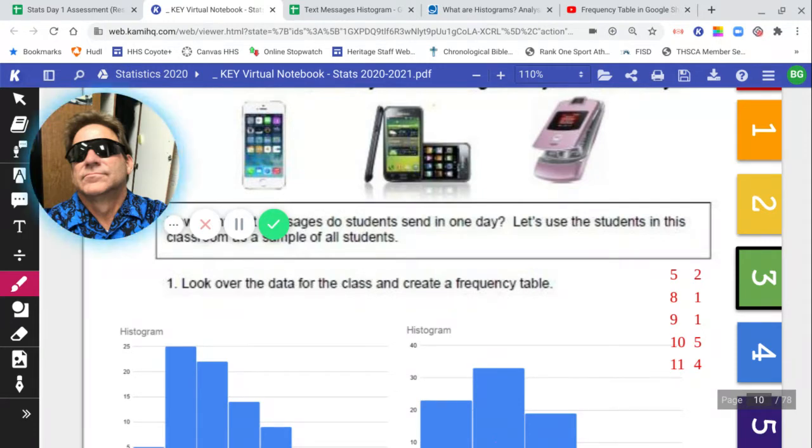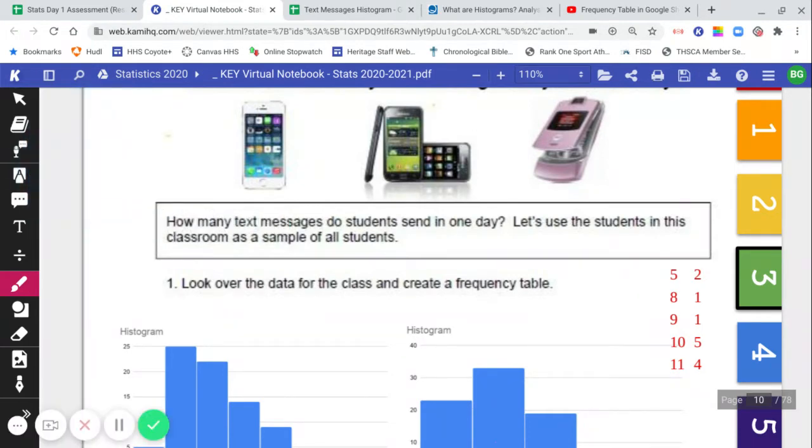Gotta love a picture like that, huh? Alright, I'm going to close that picture out so it's not a distraction.